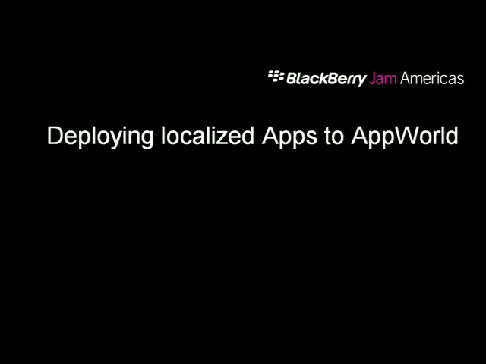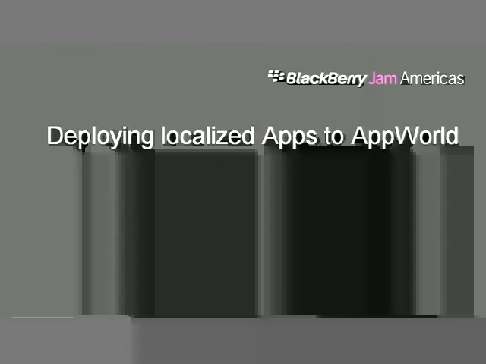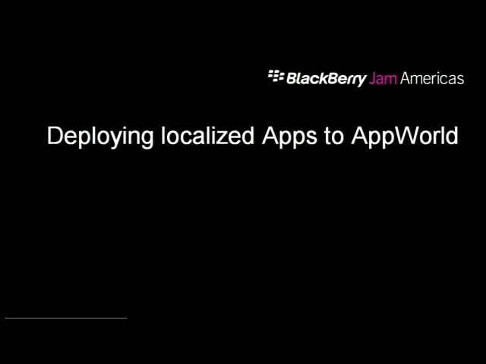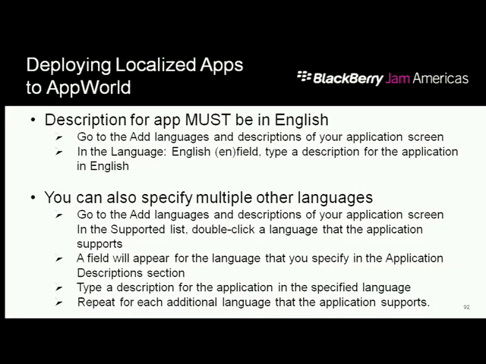So we've seen how to localize applications in the BlackBerry WebWorks platform, and Ekke showed us how to do it in the Cascades platform. So let's take a look at how you can deploy this application to the BlackBerry App World. Something to remember is that the main description of the applications must be in English. That's a requirement by the BlackBerry App World. However, there are ways that you can add supported languages and supported descriptions. And here's the instruction to do it.